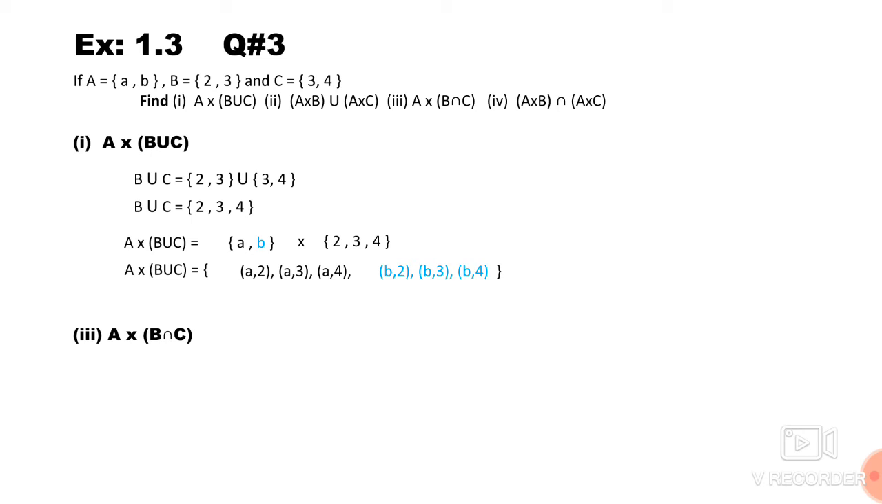In the exact same way, you will do part 3. In part 3, instead of finding B union C, you will find B intersection C and then take the Cartesian product with set A. Okay. You have to do it yourself.